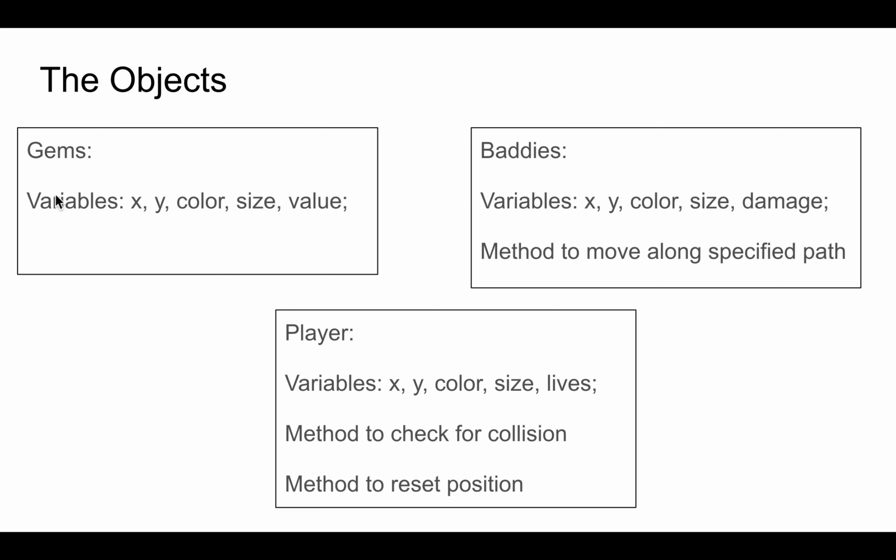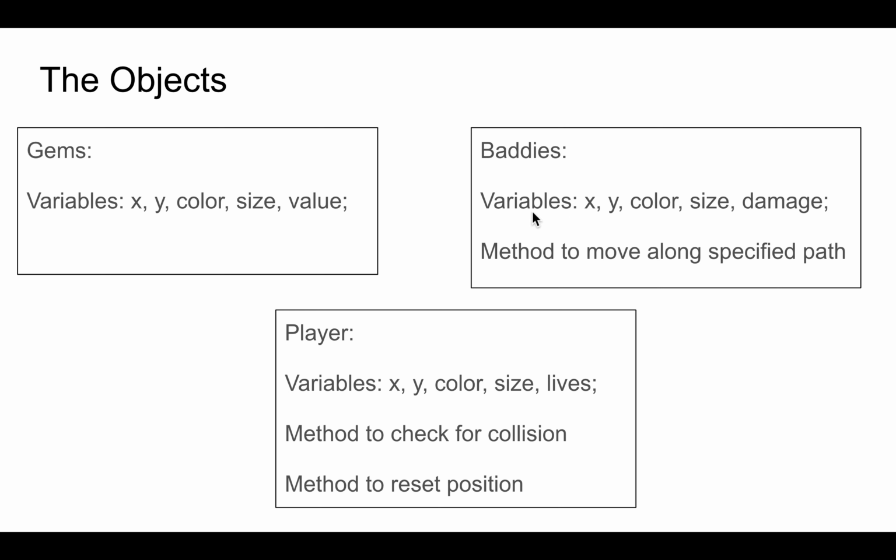Our gems are our most simple object. They just need a bunch of variables. So our gems are containers for variables. They need an X, a Y, a color, or maybe later on an image, a size variable, and then some value. The reason I'm putting this value here is that later on in your game, maybe you want it to be that some gems have different values than others, so you can have special gems so that not all increase lives by 2. Some are 1, some are 5, some are 10, whatever you want it to be. So having that value there might be helpful.